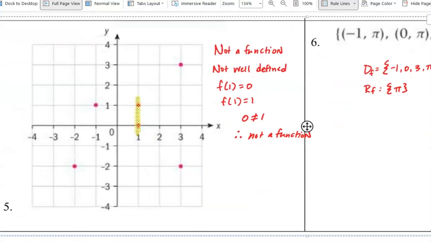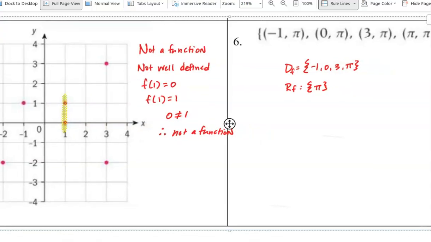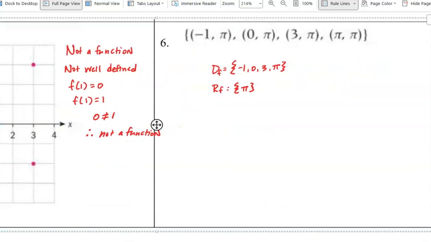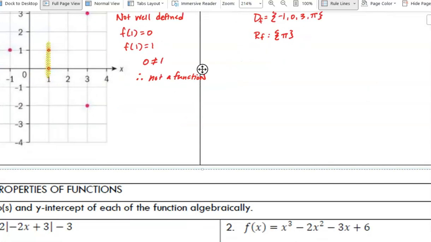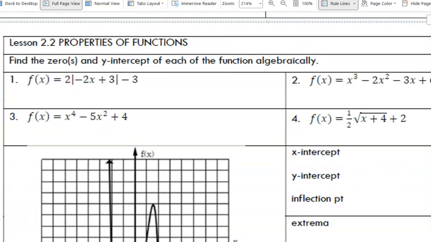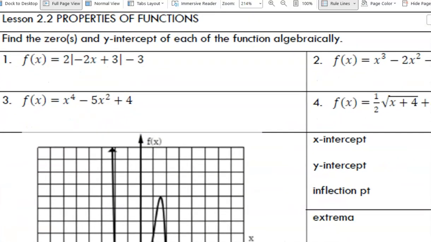So number 5, not well defined, not a function because 1 produces 2 outputs, 0 and 1. Not a function. And then number 6 is a function. Then we moved on to 2.2. I'm going to do a couple problems from here.